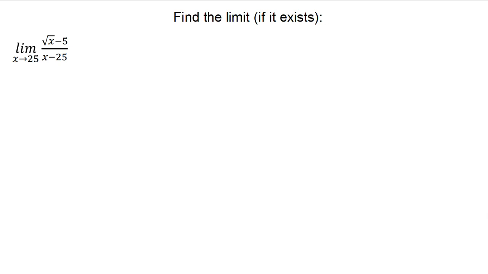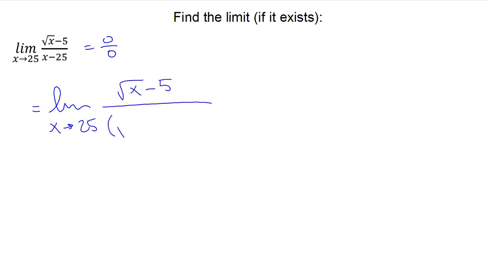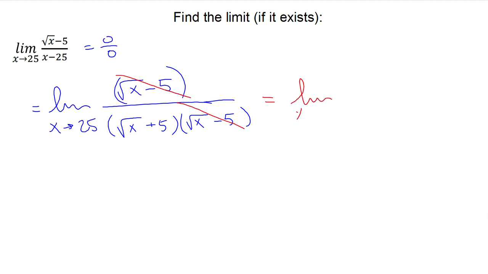This next one, we're going to do the exact same thing, right? Because if I plug in 25 to this, I get 0 over 0. But I can factor the x minus 25 as if it was a difference of squares, right? The numerator is going to stay the same, but the denominator is going to become root x plus 5 and root x minus 5, allowing me to cancel out the root x minus 5 terms, giving me the limit as x approaches 25 of 1 over root x plus 5, which is just 1 over 5 plus 5, or 1/10.